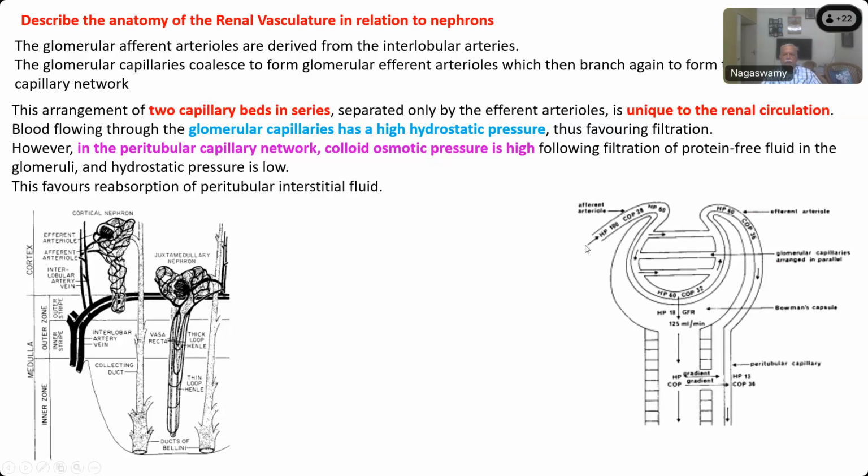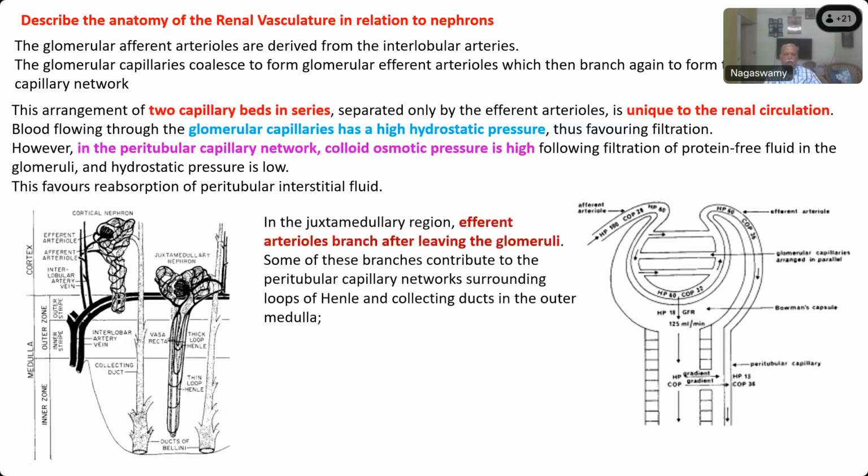Here, at the afferent arteriole, you can see it has a colloid osmotic pressure of 10 and hydrostatic pressure of 108, and because of that it gets filtered and goes down, and the GFR is about 125 ml per minute into the Bowman's capsule. After that, in the peritubular capillary, the hydrostatic pressure is only 13, whereas the osmotic pressure is 36. So because of the gradient, what gets filtered here is reabsorbed at this level. These two pictures will tell you how this happens.